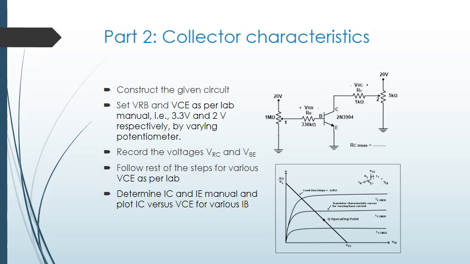Then record the voltages VRC and VBE and follow the rest of the steps for various VCE as per lab manual. Then we need to determine the collector current IC and emitter current IE and plot IC versus VCE for various base current IB. Then you would achieve a plot like this. So for different IB, you have IC, which is VCC divided by RL, against VCE.